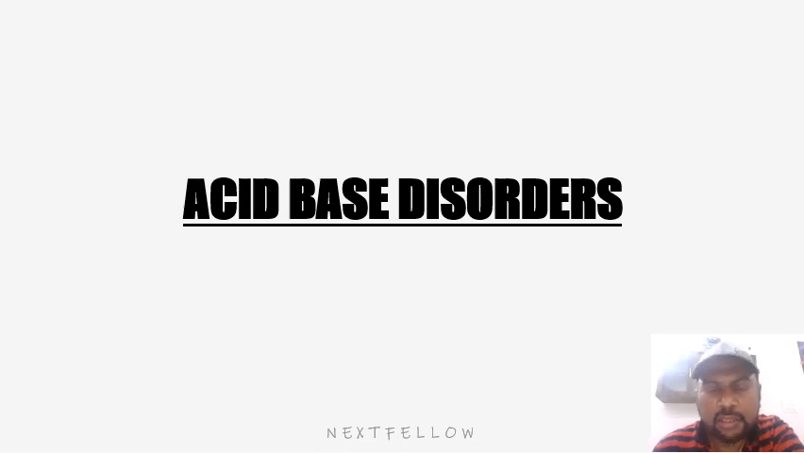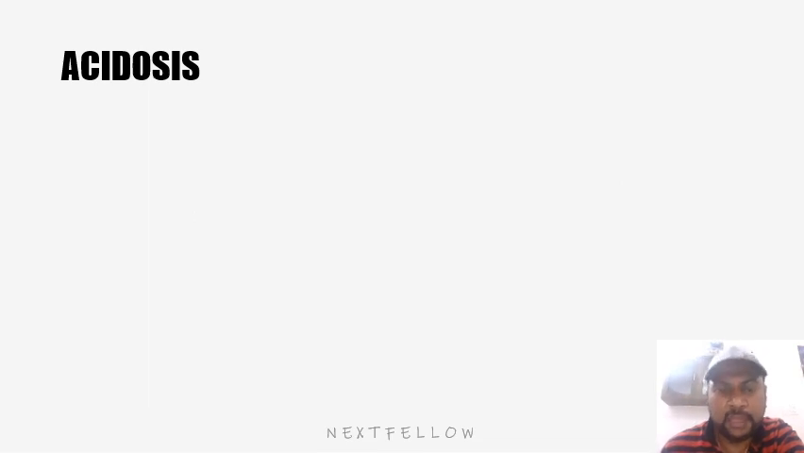Good morning. In this video, we will be discussing various acid-base disorders. The normal blood pH is between 7.38 to 7.42. If it goes less than this, we call it acidosis, and if it crosses above 7.42, we call it alkalosis. First, we will see about acidosis.